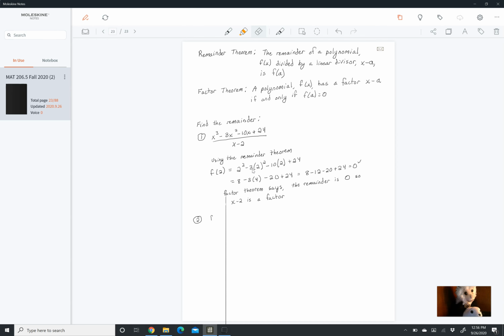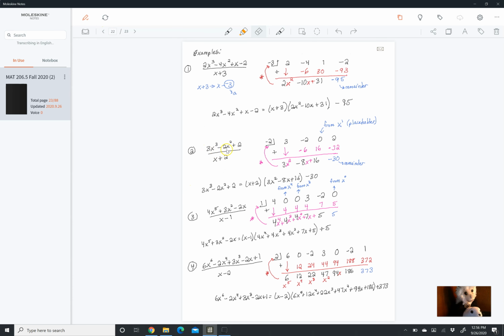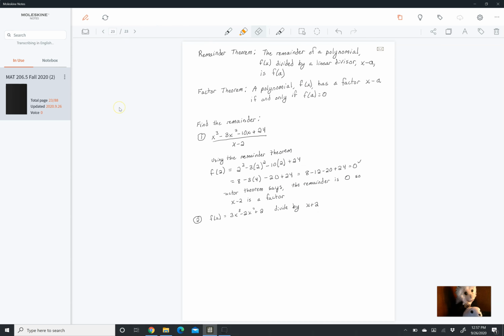In the second example, if we say f of x is equal to, let's take 3x cubed minus 2x squared plus 2. Okay. We're dividing by x plus 2. So we already did this problem. If we look on the previous page, we did it up here. We should get negative 30. Okay, so let's double check and make sure that we do actually get negative 30.